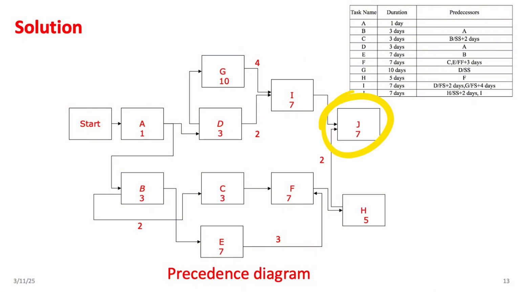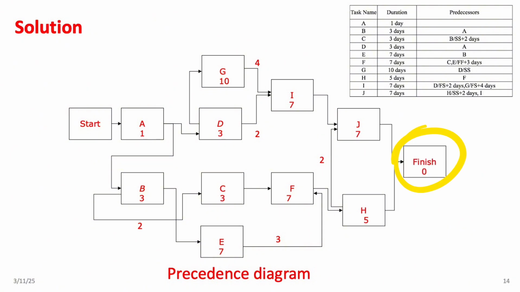Next, we have activity J, which also takes 7 days to complete. It is preceded by activity H through an SS logic with a 2-day lag. It also follows activity I via a finish to start dependency. Finally, we need to add the finish milestone. To do this, we connect all activities without successors to the start of the finish milestone, and that's it. The precedence diagram method network is now fully completed.